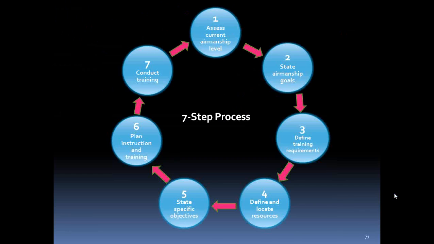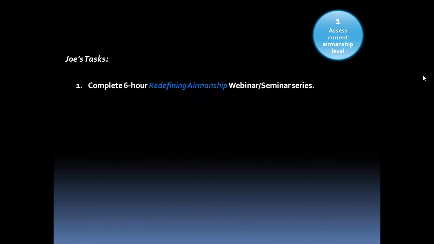To develop an airmanship development plan, I recommend you use a process, and this is one process. There are several. I like this one. It's a 7-step process. First step is assess your current airmanship level. So Joe has some tasks that he has to accomplish to do that. Now, again, this is a made-up scenario, so this doesn't apply to everyone. This isn't the recipe. This is just an example.